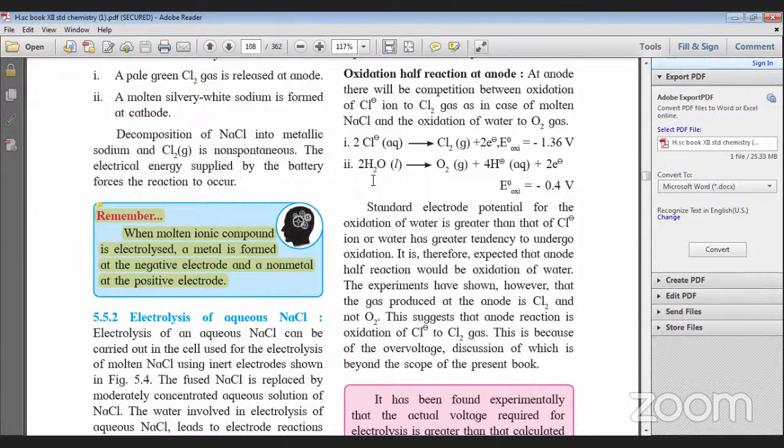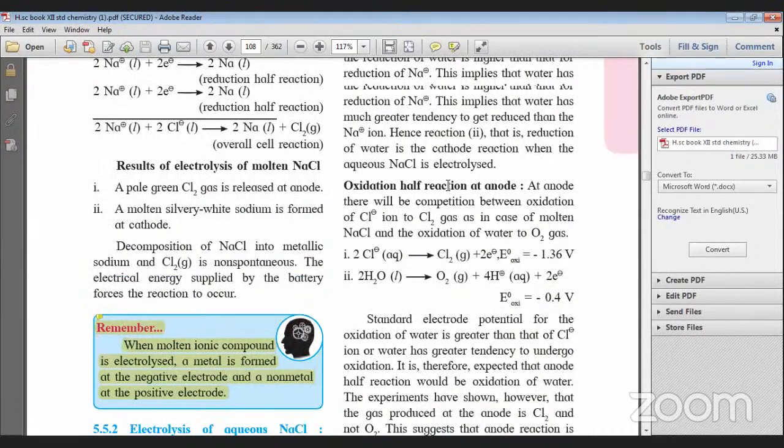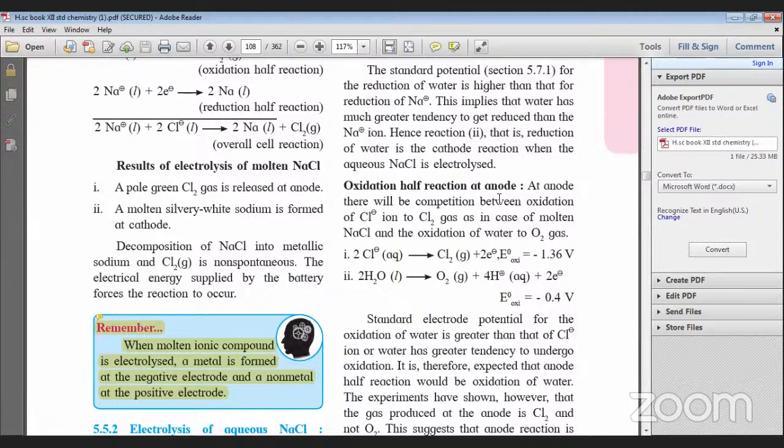It releases hydrogen gas at the cathode, whereas chloride undergoes oxidation, loses electrons and forms chlorine gas. Okay, so this is a complete reaction, the half cell reaction of the anode and the half cell reaction of the cathode. Now students, we have seen the reaction at the cathode. Now let's see the anode. As we know, we have seen in fused NaCl, at the anode what happens? A chlorine molecule forms.